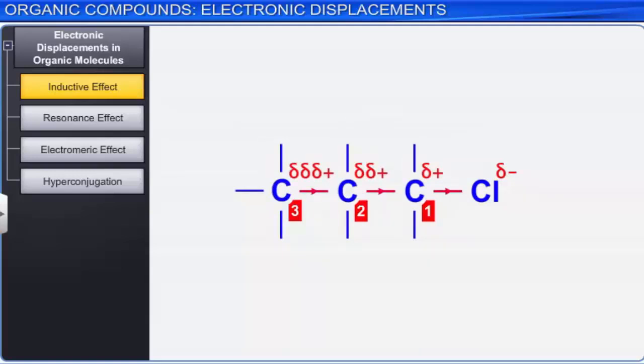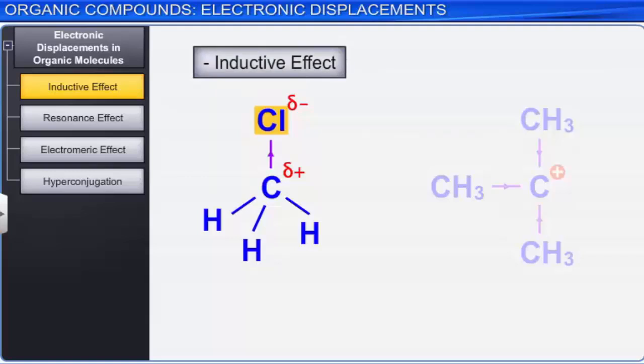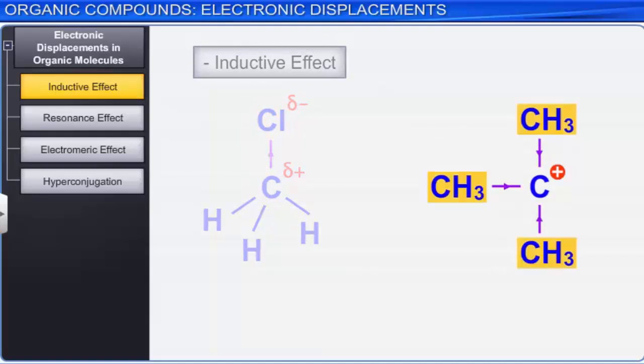The inductive effect is related to the ability of a group to either withdraw or donate electron density to the attached carbon atom of the alkyl group. If any atom or group attracts electrons more strongly than hydrogen, it is classified as electron withdrawing group and is said to have a minus inductive effect. On the other hand, if any atom or group attracts electrons less strongly than hydrogen does, then it is classified as electron donating group and is said to have plus inductive effect.